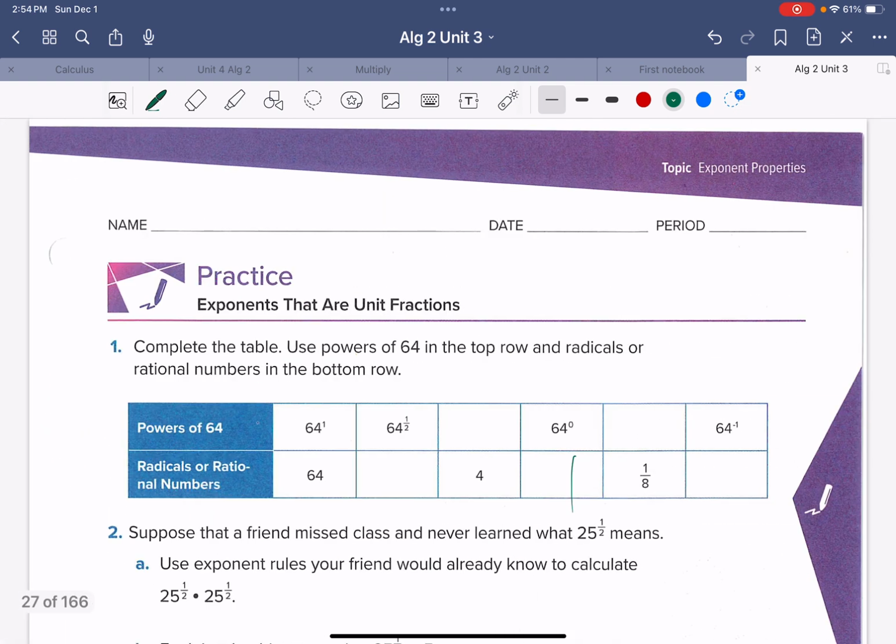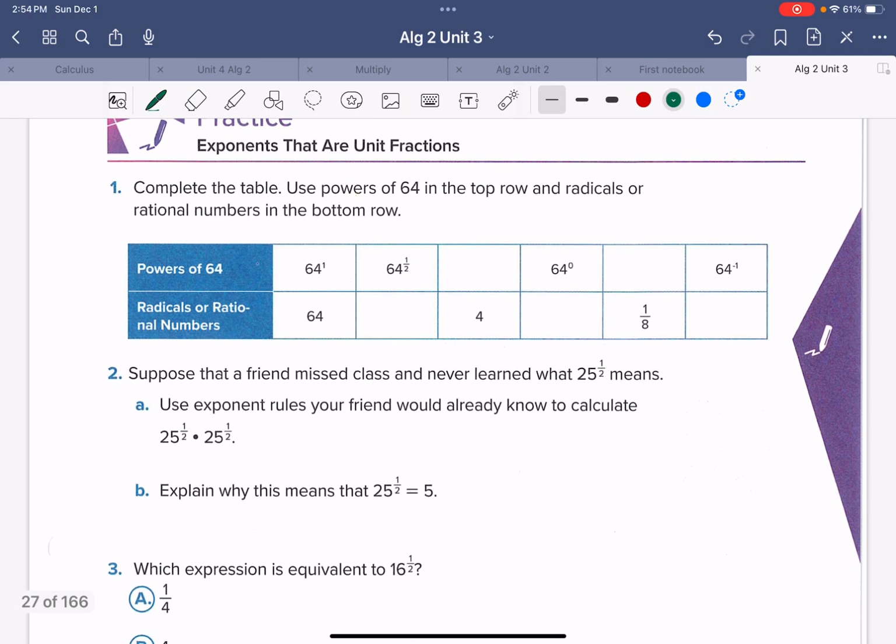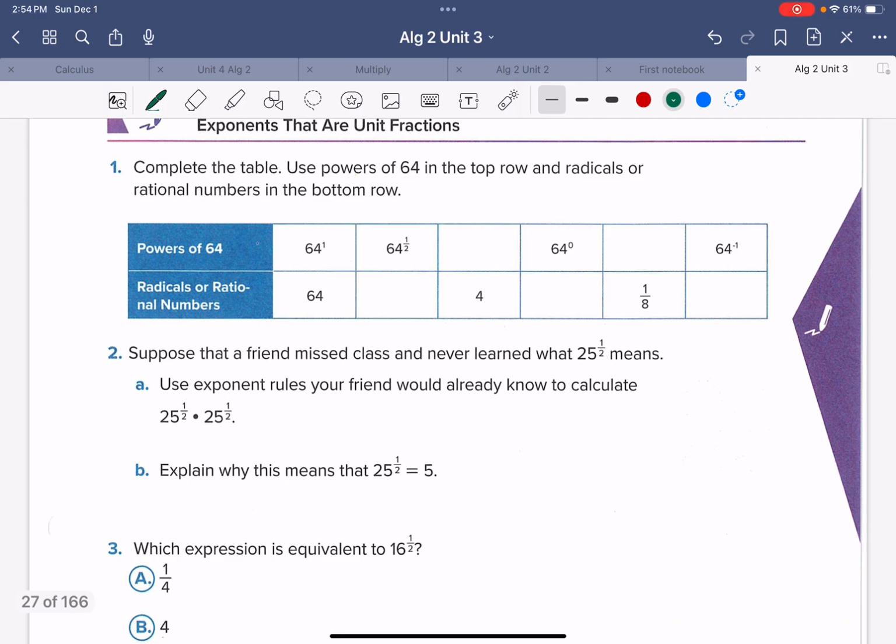Okay, we are going to take a look here, preview the purple page, and we're going to say, hey, fill this in. Of course, it's kind of in order. You can use your calculator to help you. But then we have the 64 to the 0 power. Of course, that's just 1, right?